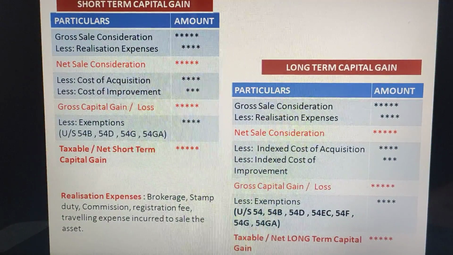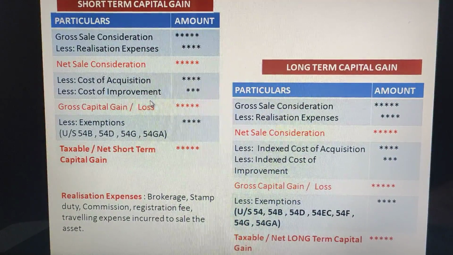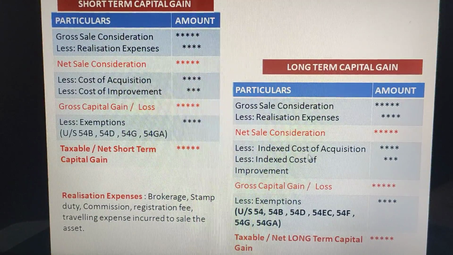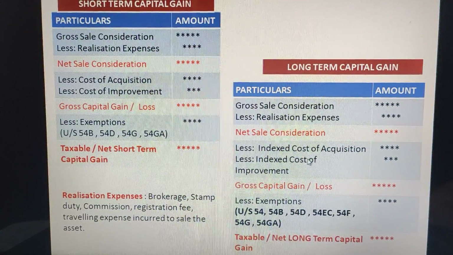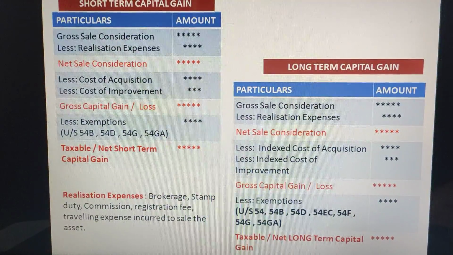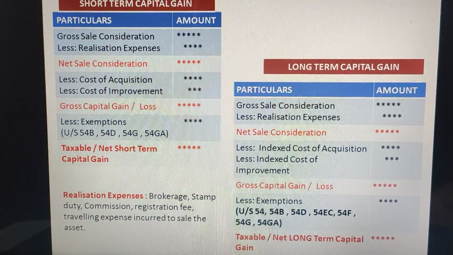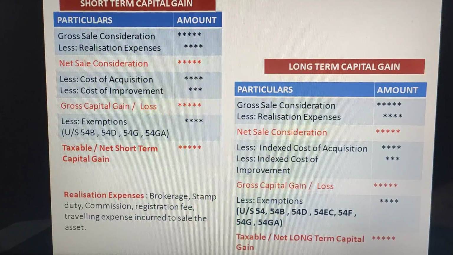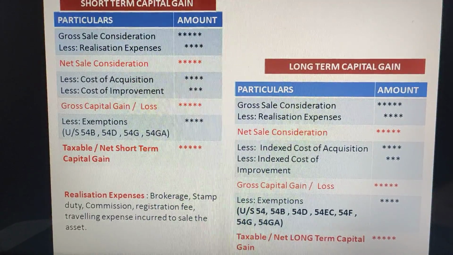Then indexed cost of improvement. As you charged cost of improvement in case of short-term capital gain, similarly here also you are going to calculate the cost of improvement but with indexing. Indexing is nothing but calculating the cost of improvement with inflation cost. If you minus this, you will get gross capital gain.